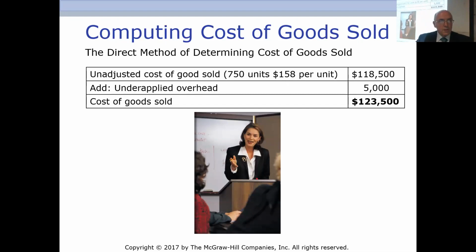So for the direct method, the unadjusted cost of goods sold, we thought it was 158 per unit. So we used that times 750. And then for the underapplied or underestimated overhead, we'd have to add that because the cost we estimated was too low. We have to come up with the actual cost. At the end of the period, we know what the actual cost is. It should be 123,500. And so we just add that to the 118,500, which was our estimate. That's the direct method.